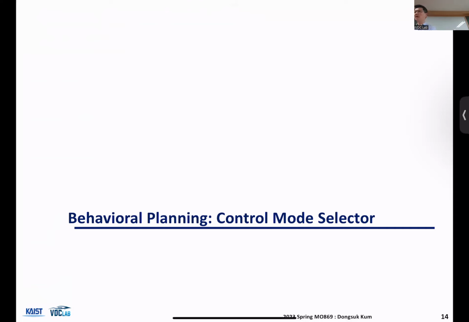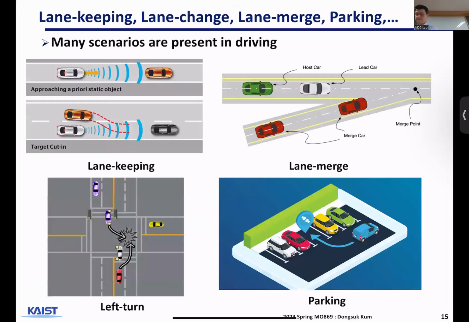And in between global and local path planning, we have another layer called behavioral planning, which is more or less a control mode selector. If you think about driving, there are many different types of scenarios. There's lane keeping, obviously, which is what you will be doing most of the time, but you will also have to do lane changes and lane merges. You need to take right turns and left turns.